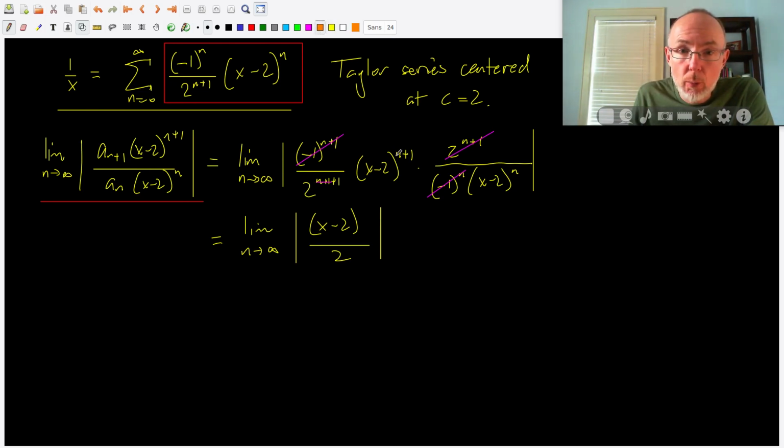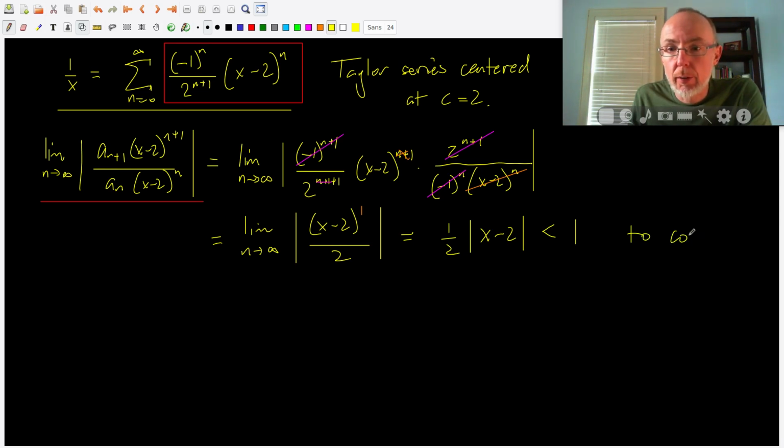And then when I cancel the x minus 2 to the power, I've got n of them there, and I've got one more of them there, so I'm going to be left with 1 in the numerator. And you'll notice, in this case, there are no n's left. So that limit actually goes away. What we've got here is a half of the absolute value of x minus 2. I can just factor that half out the front, and that has to be less than 1 to converge, right? If this power series is going to converge, then this quantity has to be less than 1. There's no n's, so the limit's just gone.